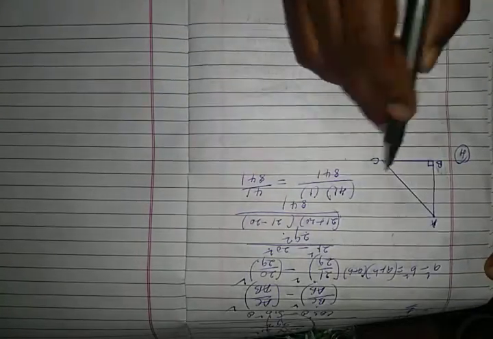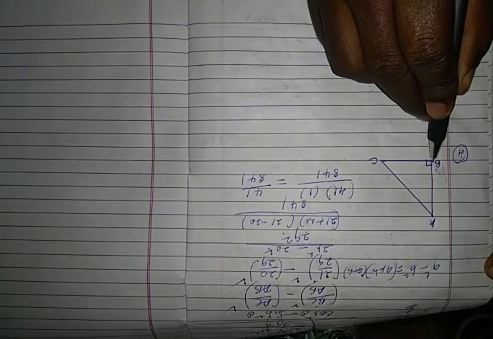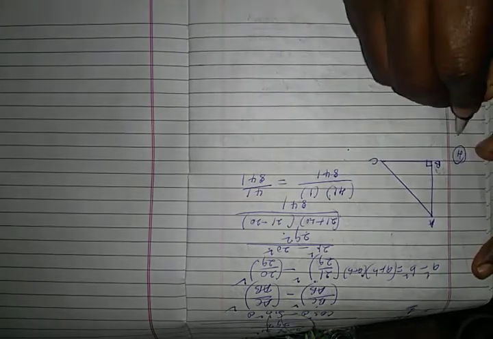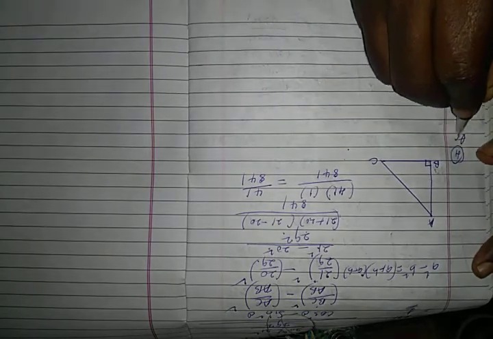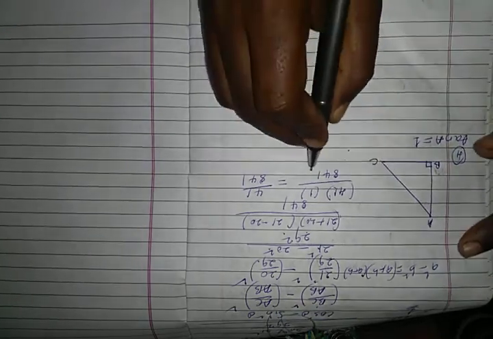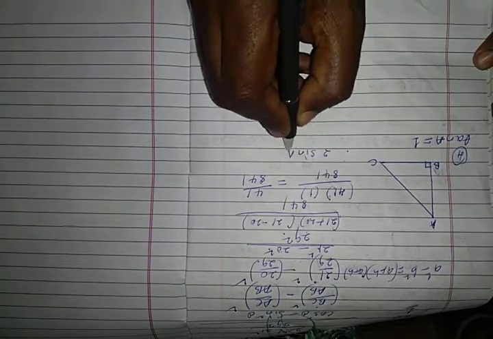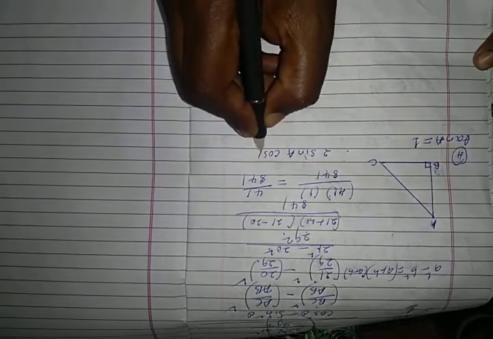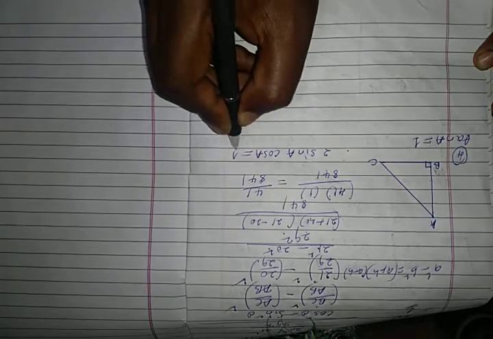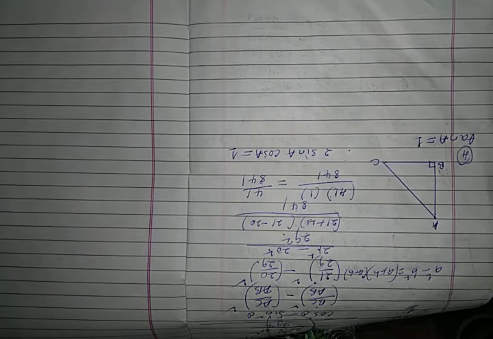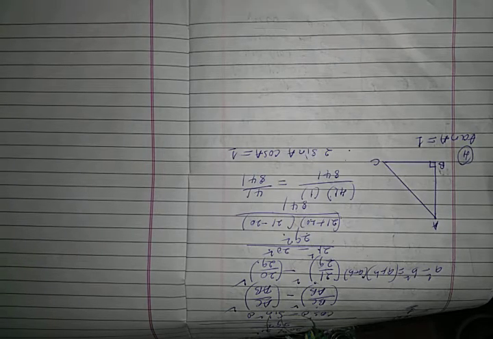This is the given right angled triangle, and angle B is 90 degrees. What is the given tan A? So I am going to write the given tan A is equal to 1. We have to verify 2 sin A cos A is equal to 1. So already you know the ratio of tan A.